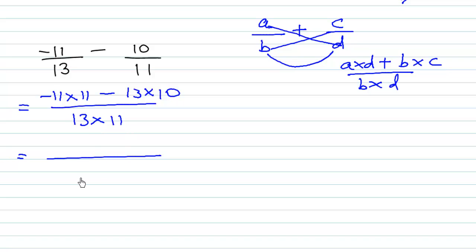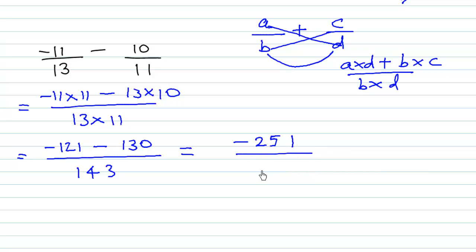So 13 11s is 143, you can do that in the corner. 11 11s is 121, since the first is a negative number and the other is positive, the answer is negative. Minus as it is, and 13 10s is 130. Now minus and minus is plus, so we should add 121 plus 130. So we have 1 plus 0 is 1, 2 plus 3 is 5, and 1 plus 1 is 2. And the sign of the greater one is minus.